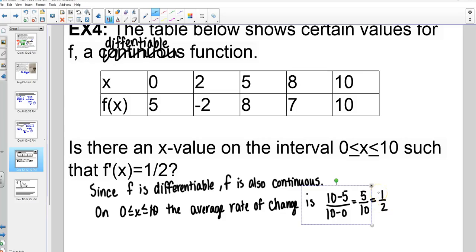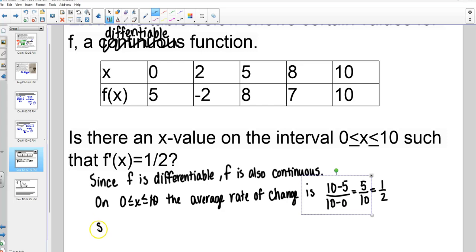Thank goodness, right? Because if it doesn't equal 1/2, then you can't prove anything. But most of the time, like I said, if you see this question, the answer is yes. So on this interval, the average rate of change is 1/2. So by the mean value theorem, and then just restate the question.